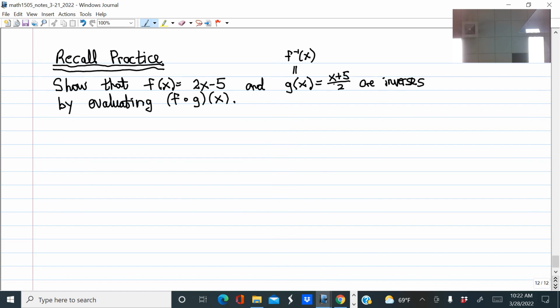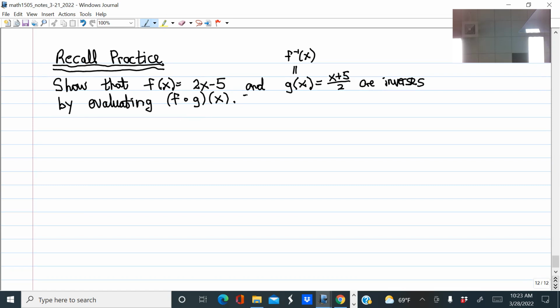But I don't want you to try to write down the formula for g using the technique that we were discussing for the homework. All I want you to do there is just show that these two are inverses by composing them. So take the composition of f with g, f composed g of x, and use that to prove to me that these two functions really are inverses of one another. And if they are inverses, we just answered this question in homework. What happens when you compose them?